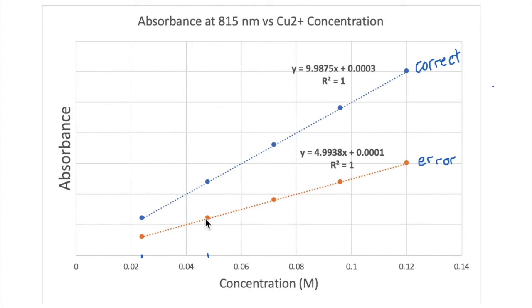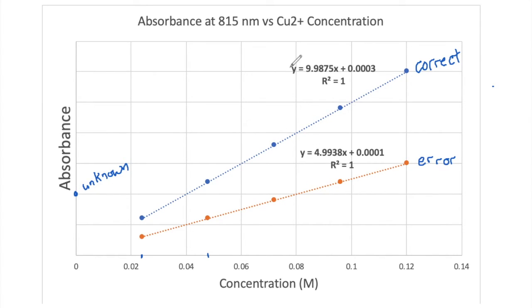The problem is that the y values, the absorbances, are going to be a lot lower. So the slope is going to be lower in your line, and your line is going to be lower than it should have been. So how would this affect your unknown solution? Let's say you have an unknown solution that has an absorbance around here. So this is your unknown.